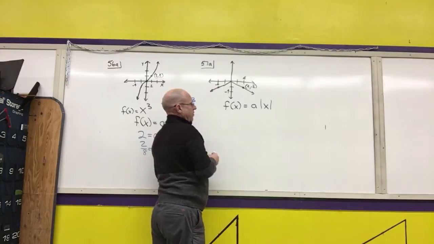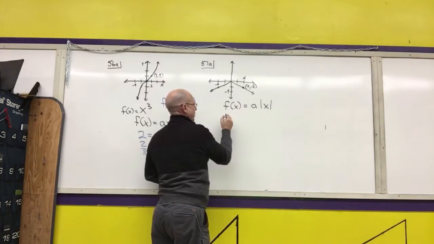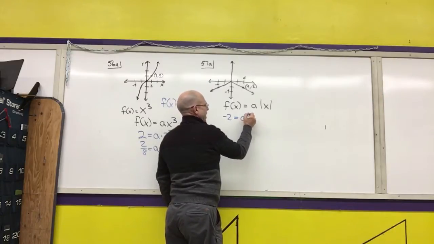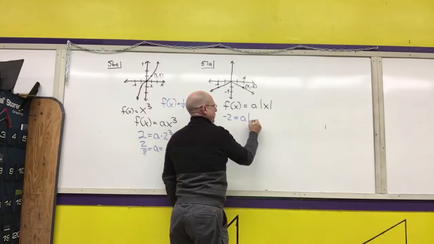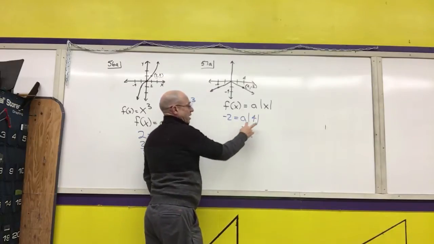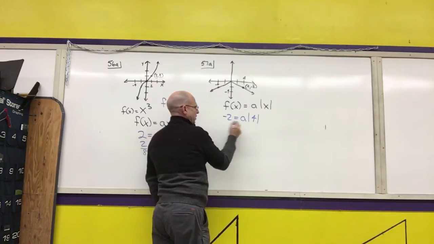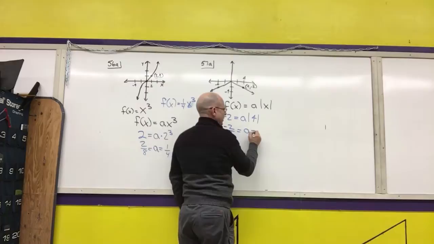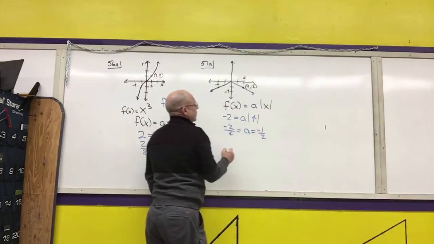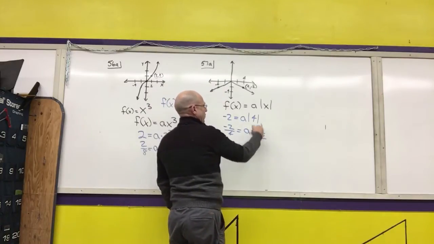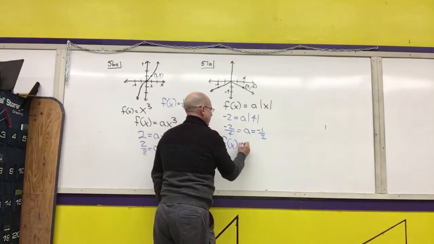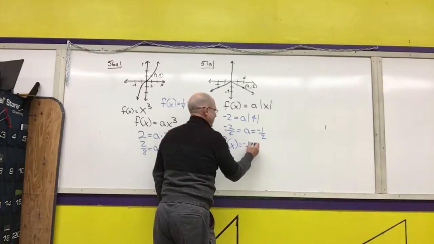Again, another name for f of x is y, so I put a y value in, -2, equals a times the absolute value of 4. The absolute value of 4 is 4, so that gives me -2 over 4 equals a. -2 over 4 simplifies to -1/2. So for my final function, I take that -1/2 and put it up here: f of x equals -1/2 absolute value of x.